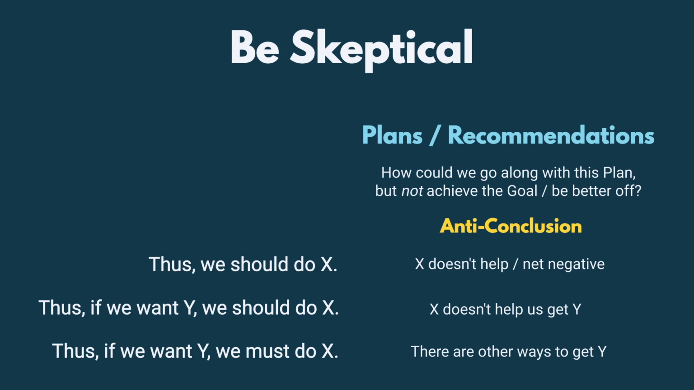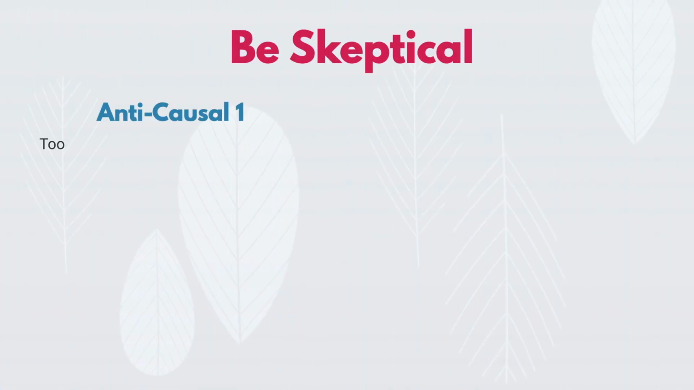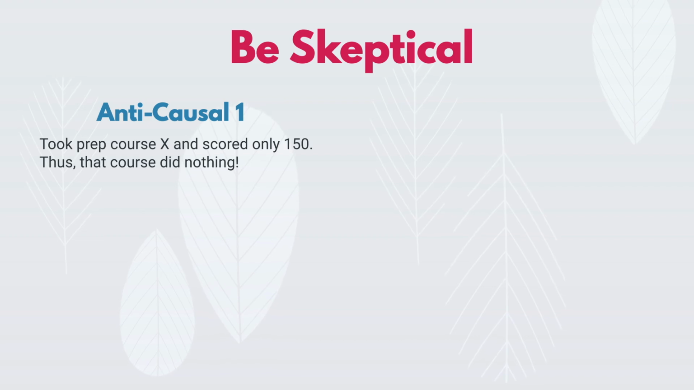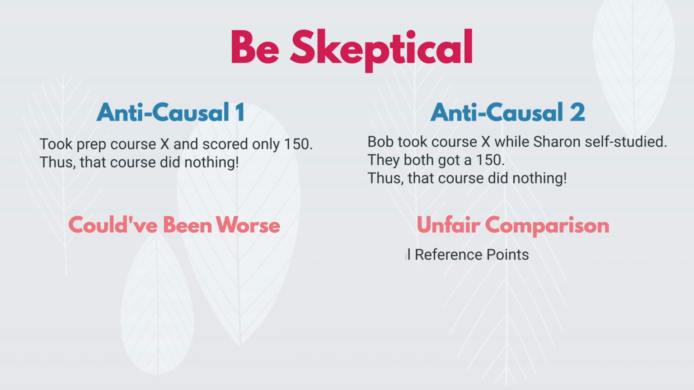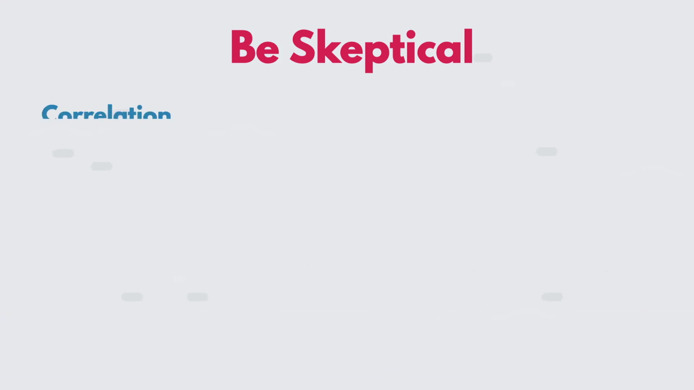We talked about being skeptical with anti-causal arguments, like, I took this prep course and I only scored a 150, so that course did nothing. How do you know you wouldn't have done worse without the course? If they're using a comparison and saying, like, the self-studier got the same score as the person who took the course, so the course did nothing, we'll say, yeah, but they're not fair to compare. Like, Bob started from a way lower score and took way less time.